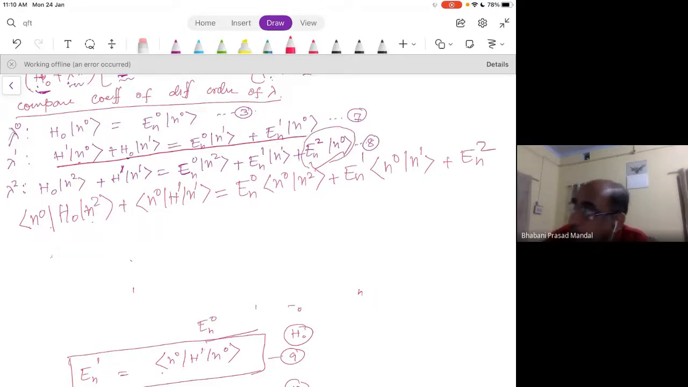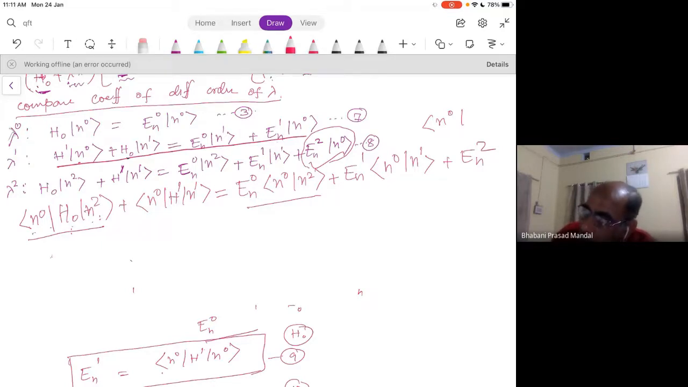So I just take an inner product with n0 in equation 8 to get this equation. Now first thing I'll show that this term and this term are equal and they will cancel from both sides. How will I show that? This is H0. H0 is a Hermitian operator, so it can act on bra space. Also, it can act on the ket space. This is ket, this is bra.